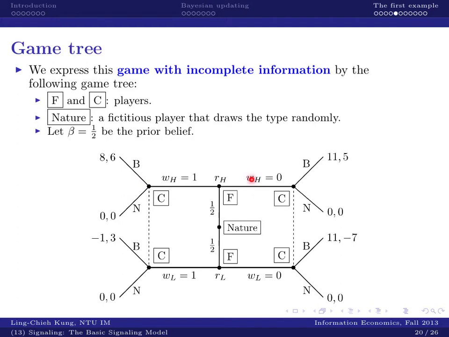If the consumer observes no warranty plan, he also needs to make two decisions accordingly. So we use this dashed line to represent the fact that there is incomplete information, and when the consumer is located at a node, he cannot tell which node connected by the dashed line he is at. Okay, so this is the case. We use this dashed line to represent incomplete information.